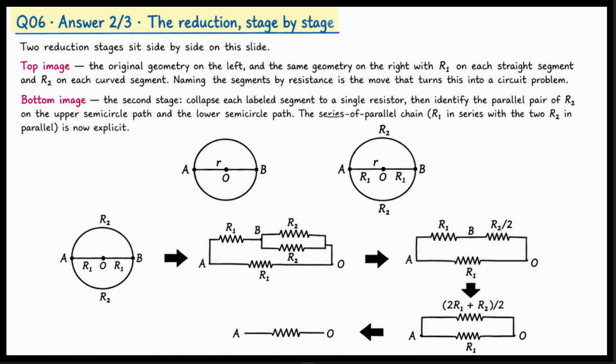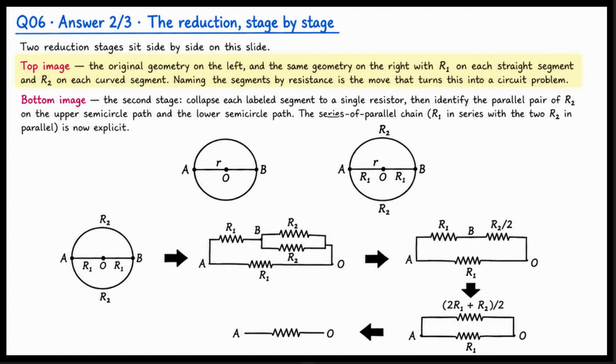Two reduction stages sit side by side on this slide. The top image shows the original geometry on the left, and the same geometry on the right with R1 on each straight segment and R2 on each curved segment. Naming the segments by resistance is the move that turns this from a geometry problem into a circuit problem.